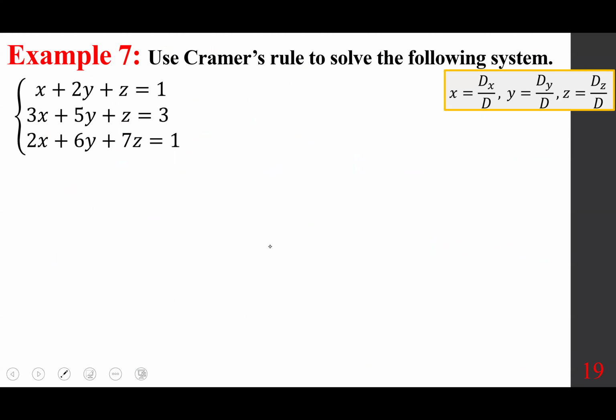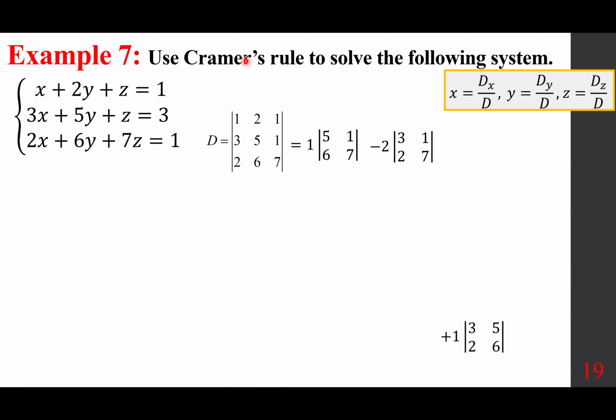Let's quickly look at this one. We want to use Cramer's rule to solve the following. 1, 3, 2, 2, 5, 6, 1, 1, 7. That's the D matrix and therefore the determinant of that. We expanded with respect to one of the rows or columns. Okay. So this is 1 times those 4.